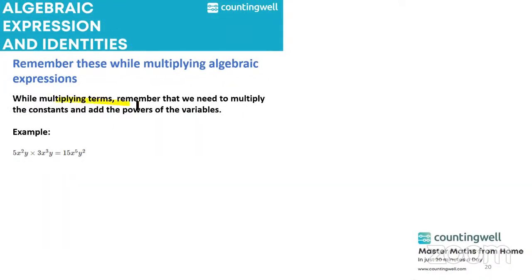Also, when you're multiplying terms, remember that we need to multiply the constants and add the powers of variables. So this is very important. You have to multiply the constants and add the powers of variables. So what are the constants here? 5 and 3. You have to do multiplication. 5 into 3 is 15.